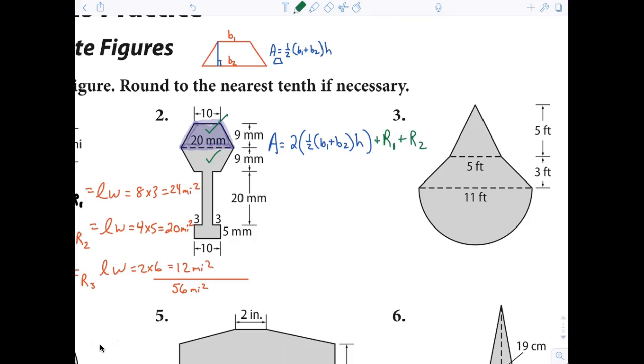So this part right here, 1/2 base 1 plus base 2 times height, what's that the area of? Trapezoid. Why is there a 2 in front? There's 2 trapezoids. Are they exact same trapezoids? Yes, that's why you can just multiply by 2. Why do I have R1 and R2? Those are the rectangles, right? Now, what I want you to do now is what's the formula for area of a rectangle?